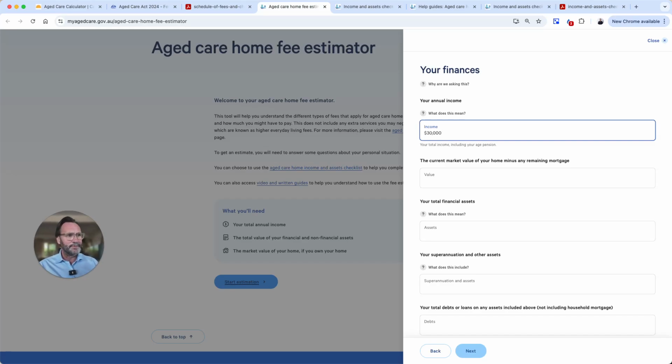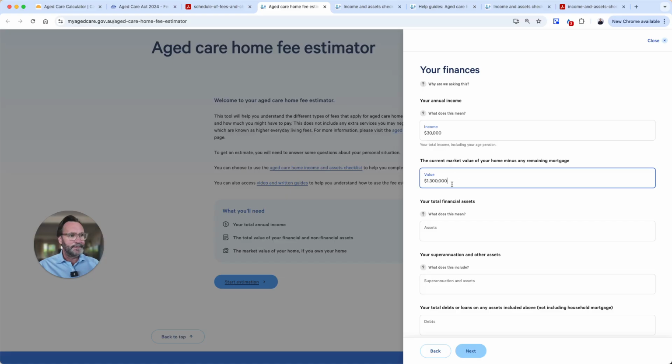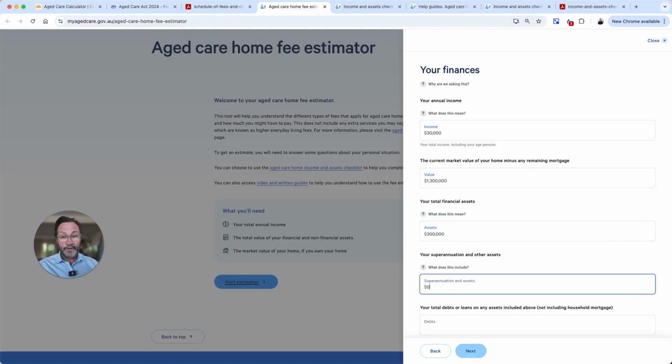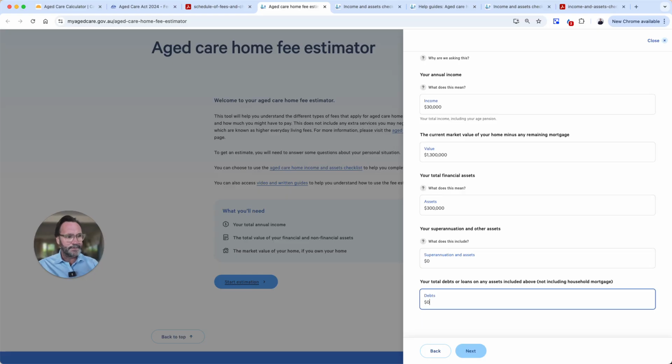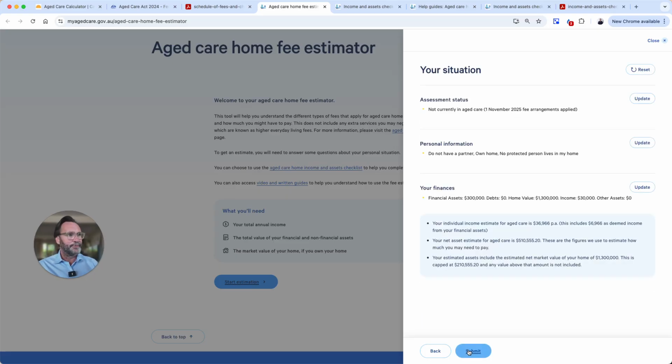Just to give you an example of the complexity, we're going to say the market value of the home is $1.3 million, $300,000 in financial assets. We're going to say 0 for superannuation, just to keep this example straightforward, and no debt. So this is the sort of first situation here where the assessable assets and income number might not be directly what you think.